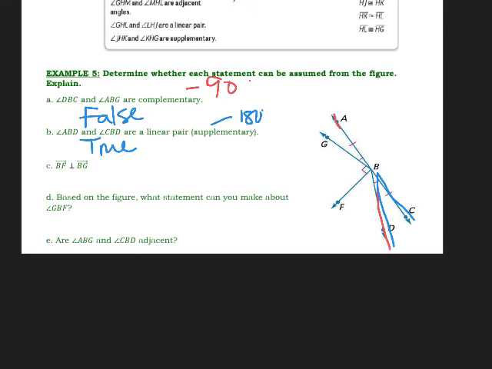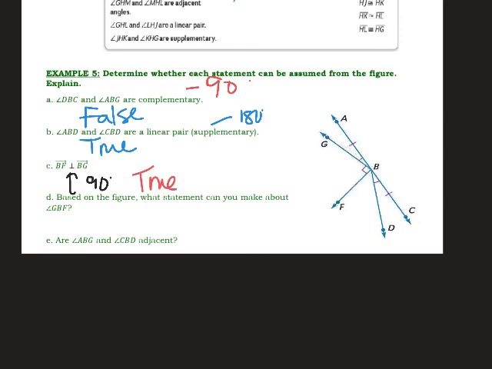Do you think we can say BF and BG are perpendicular? What does perpendicular mean? That they make what degrees? 90. Can I say those two rays make a 90 degrees? Yes, there's a box right here telling you that it's 90. So yes, this one is true. Okay, let's look at the next one.